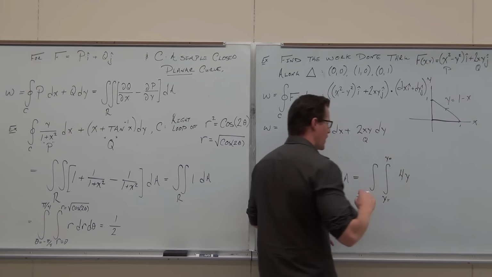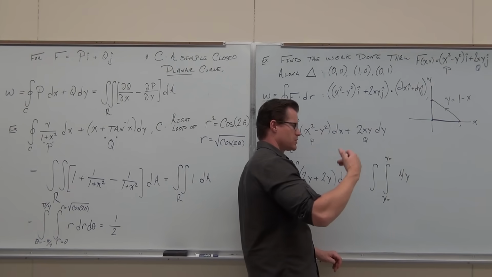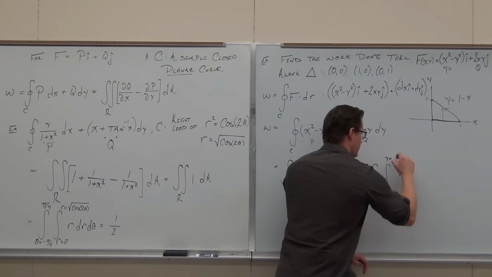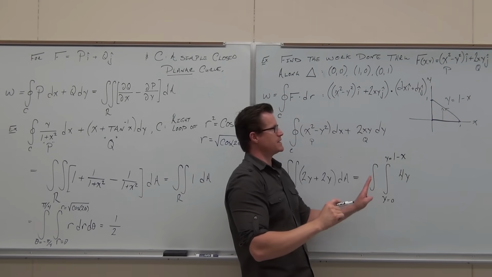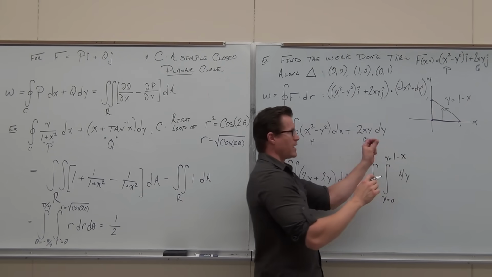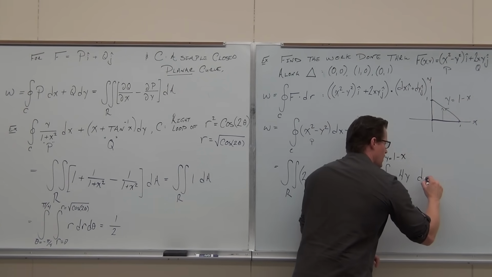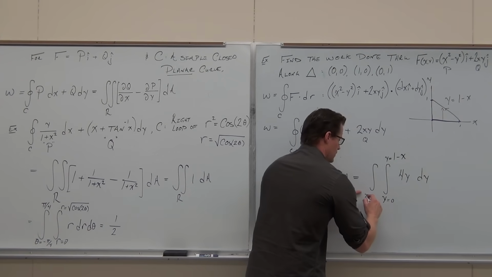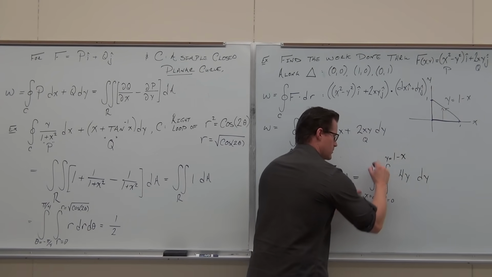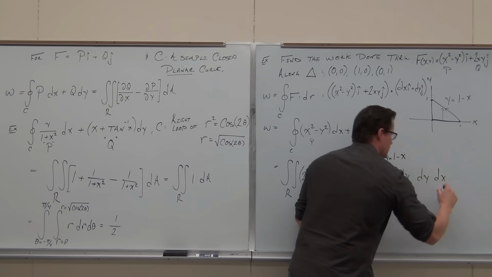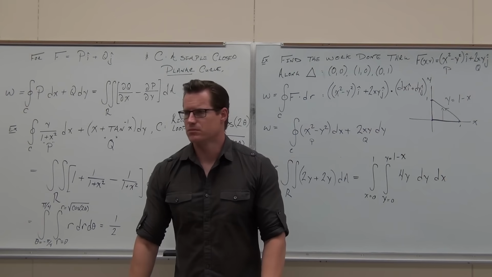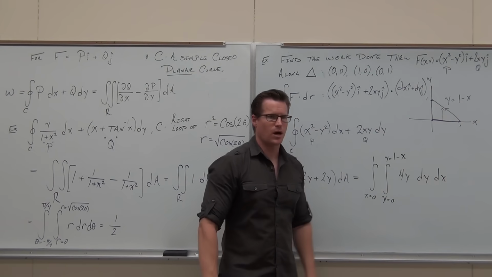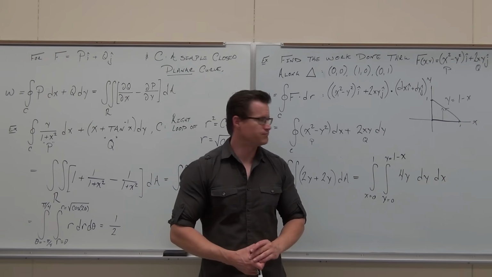Tell me quickly, what's y going from and going to, please? 0 to 1 minus x. Beautiful. Since I'm going dy from y equals to y equals, it's y simple, I need dy. And then x goes from 0 to 1. Beautiful. dx. Could you have switched it around? Absolutely. It doesn't even matter. If you want to solve that for x, that way you avoid integrating with respect to y, you can do that as well. Does it matter? Not really.